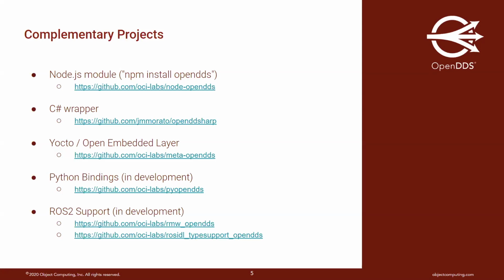And ROS2. So if you are involved in robotics at all or robotic type distributed systems, you may have heard of ROS, Robot Operating System, and that ROS2 is built on DDS as the core of its middleware, of its data distribution. And so ROS2 support for OpenDDS is currently in development at those repositories.